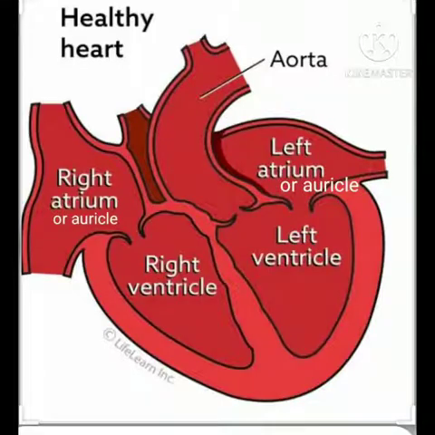The heart consists of 4 chambers. The upper 2 chambers are known as auricles and the lower chambers are known as ventricles. As you can see in the picture, they are labeled.